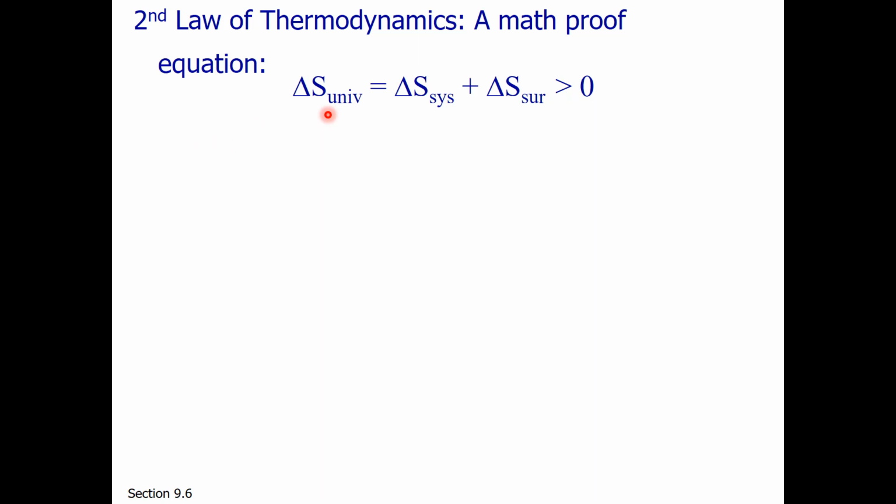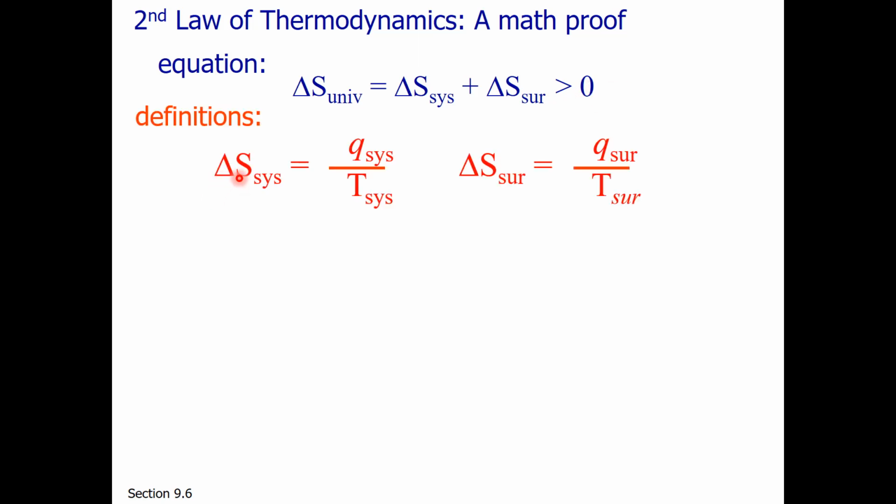According to the second law of thermodynamics, the entropy change of the universe is equal to the entropy change of the system plus the entropy change of the surroundings, and when something spontaneously happens, that sum is greater than zero. Our definitions for delta S system can be the heat of the system divided by the temperature of the system, and for delta S surroundings can equal the heat of the surroundings divided by the temperature of the surroundings.